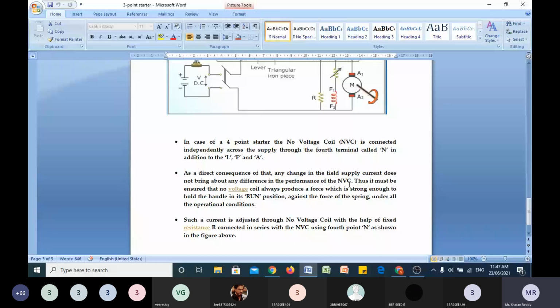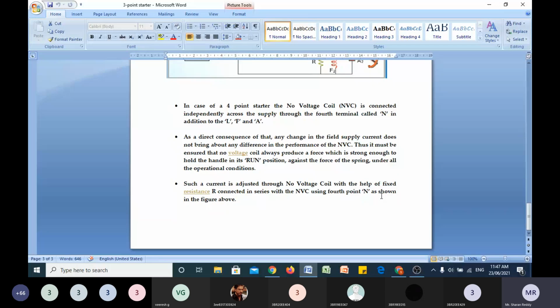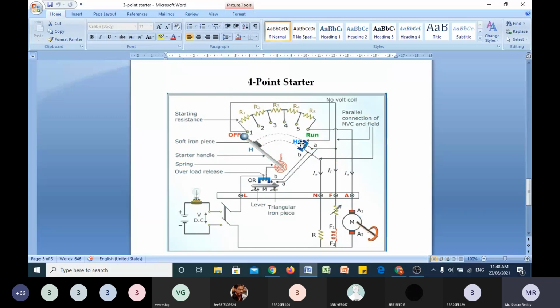Thus, it must be ensured that the no voltage coil always produces a force strong enough to hold the handle in the running position against the force of the spring. It will not come back to the off position. Such current is adjusted through the no volt coil. For this, a fixed resistance R is used here, which is again connected in series with the field winding.